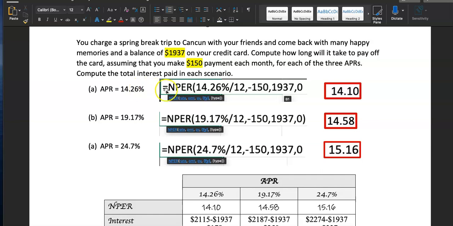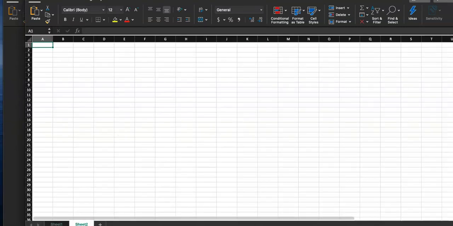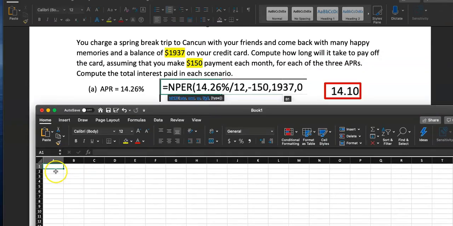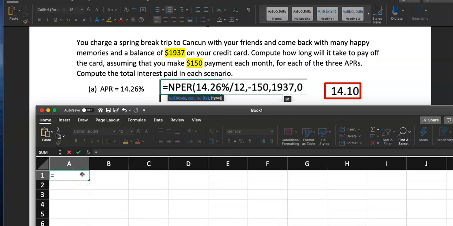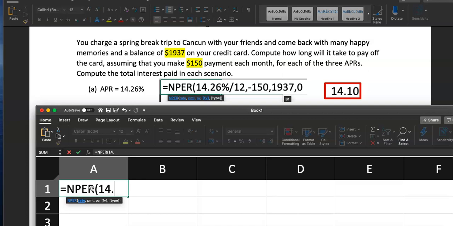So take a look. I typed in equal sign, NPER, and I really did that on the Excel, and I screenshotted it with you. That's just lost now, but let me do at least the first one together again. So what I'm doing is equal sign, and then we're typing in NPER. NPER, that's going to let us figure out how many payments we need to make. And the first APR is 14.26%, and we're going to divide that by what number? 12, because we're making monthly payments. This is going to get compounded every month.